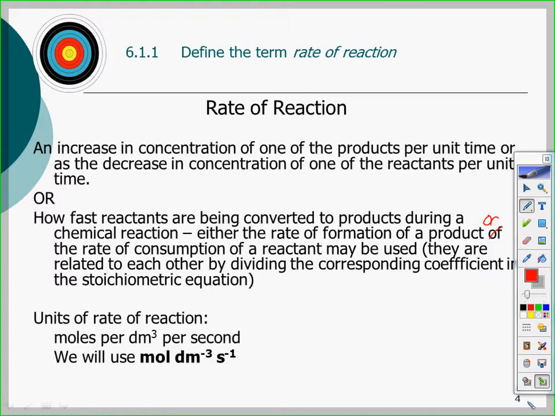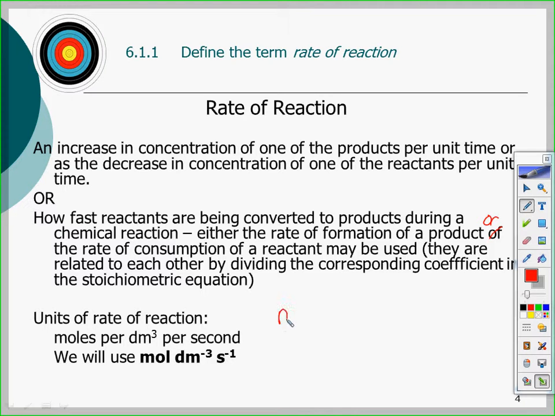They're related to each other by dividing by the corresponding coefficient in the stoichiometric equation. So dividing by the corresponding coefficient, what you started with and what you're going to, you look at the coefficients. All right. What are the units that you need to know? Mole per liter per second.